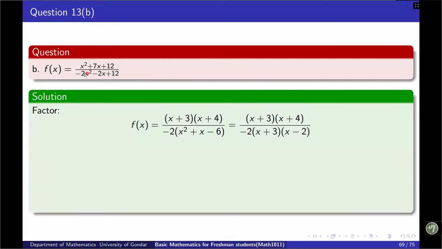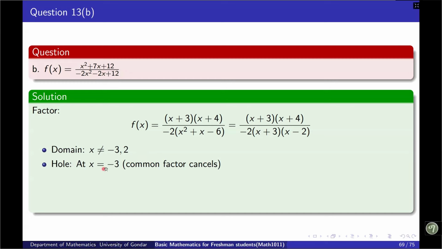And the denominator, if we factor out negative 2 as the common factor first, it is x squared plus x minus 6. The factorized form of x squared plus x minus 6 is x plus 3 times x minus 2. Then we have similar factors here, x plus 3 and x plus 3, so they can be cancelled. But in this case, the domain should be restricted first, that is x must be different from negative 3 and positive 2.